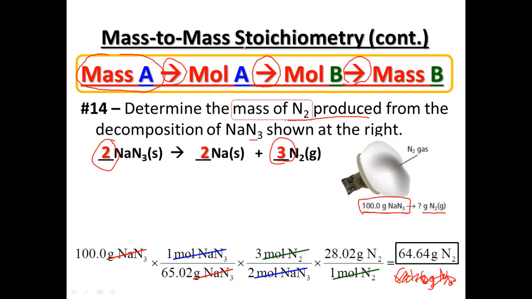In the end, stoichiometric conversions: mass, mole, mole, mass. Again, mass, mole, mole, mass with our 3 conversions there. We'll continue working on these problems.